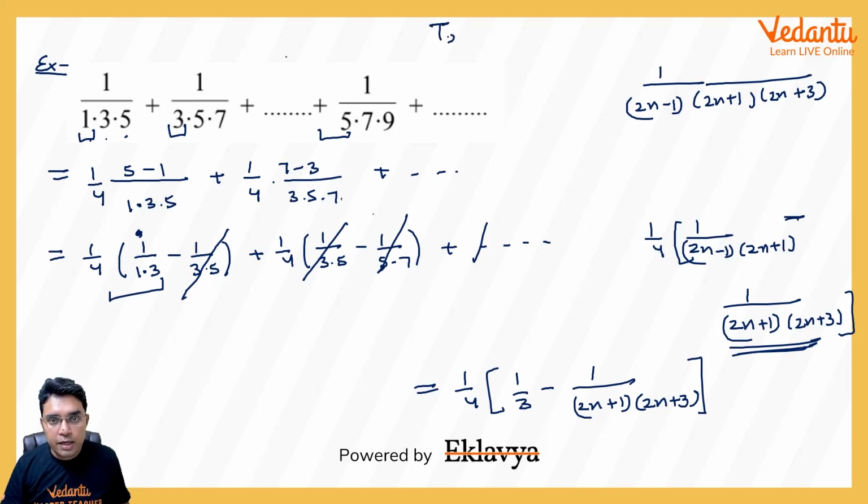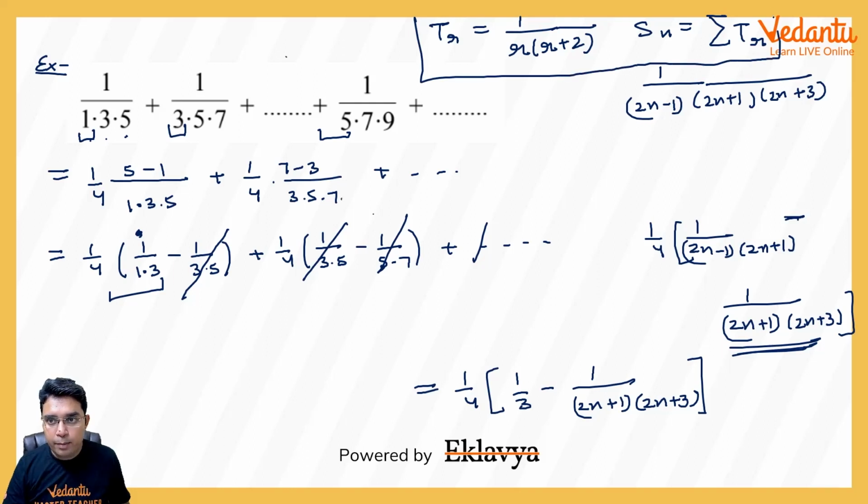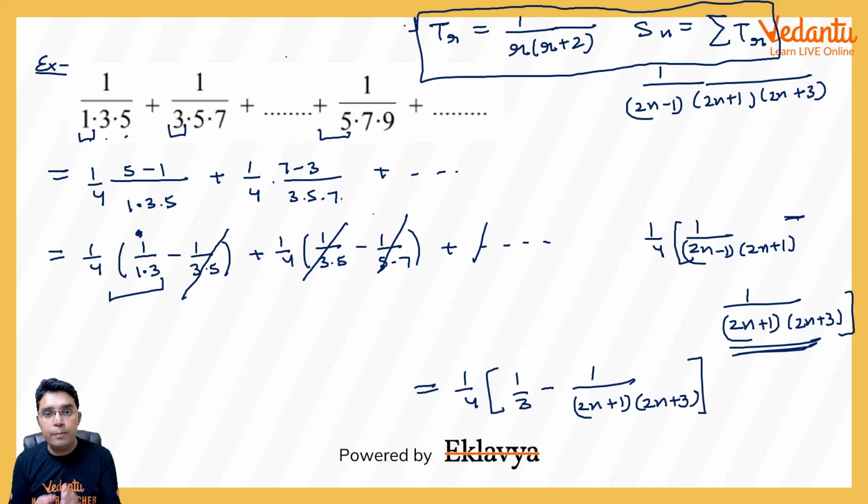Suppose you are given TR is equal to 1 upon R into R plus 2. Okay, and you have to find Sn. Sn means sigma TR. So in this question, please do it the same way. You will be able to feel that the difference or cancellation is not occurring immediately. It will be happening sometime after, one term later, or maybe 2 terms later. Please check this out yourself.